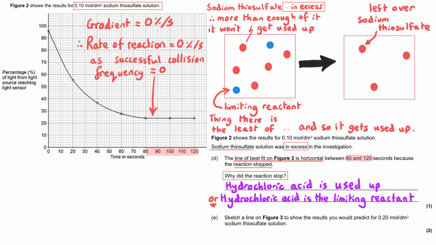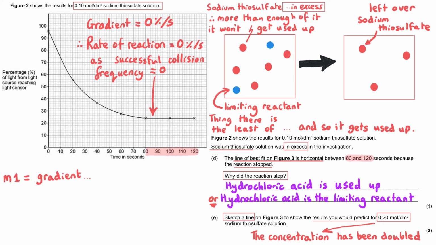And then we're asked to sketch a line on figure 3 to show the results that you would predict for 0.20 moles per decimeter cubed sodium thiosulfate solution. So, in other words, double the concentration of sodium thiosulfate. Well, there's 2 marks for this, and for a situation like this, which is a really common question, there will be 1 mark for the gradient of the line that you draw and another mark for the finishing height that this reaction will curve and then flatten out at.